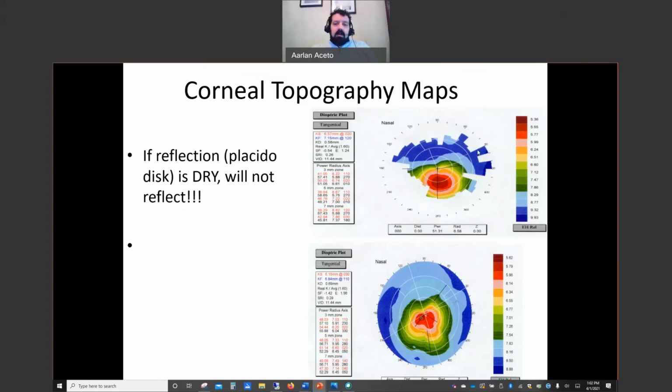Notice how this view is all messed up. I don't have any reading here. I don't have reading here. I don't have reading here. This is indicative of a dry eye. There was no reflection off the anterior surface.